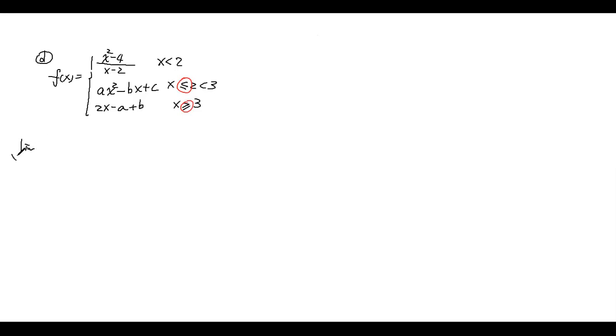Limit as x approaches 2 from the left-hand side, all right? f of x. Left-hand side is smaller than 2, so you use the first equation. So this is x squared minus 4 over x minus 2. Oh boy, if you substitute 2, what do you have here? You have 0 over 0.